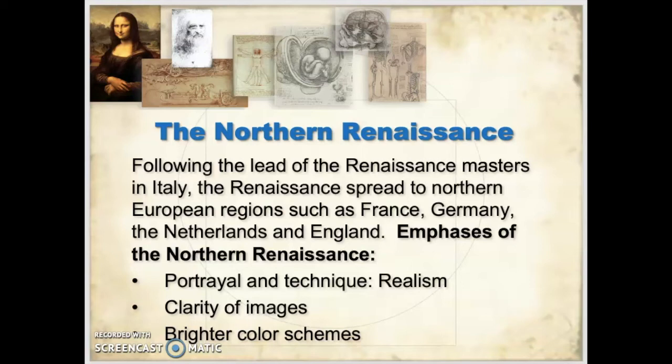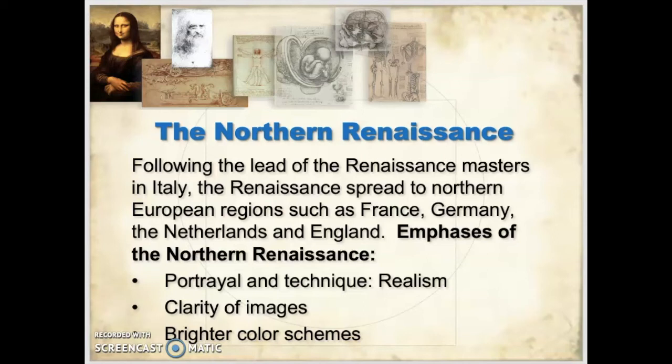Instead of idealism, they liked to portray things in a realism style, meaning that if you had a blemish on your face, that was painted in, or a mole, it was painted in. If you didn't look your best, if you had aged, well, they painted you as you looked that day. You'll see that realism and idealism play a major role together in the next period, the Baroque. But the Northern Renaissance featured realism.